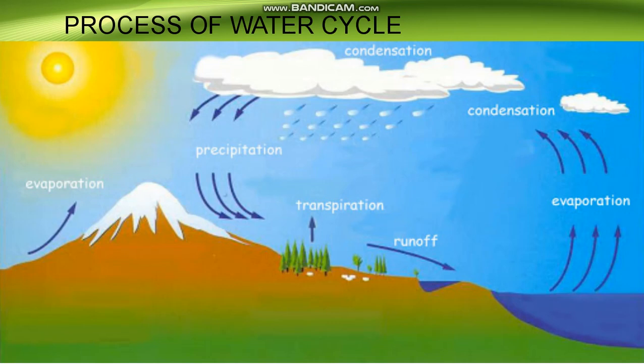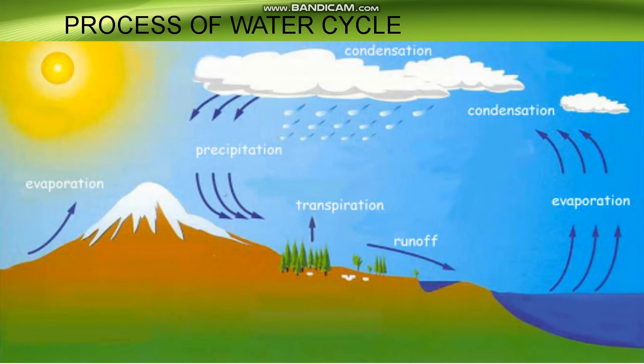The sun is the main source of energy, which causes water to evaporate. Hence, the water of the ocean is converted into water vapors due to the heat of the sun by the process of evaporation.